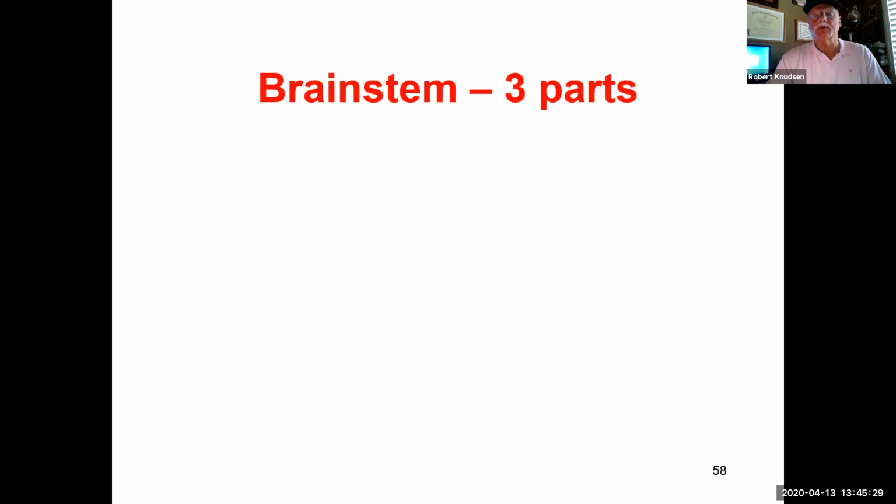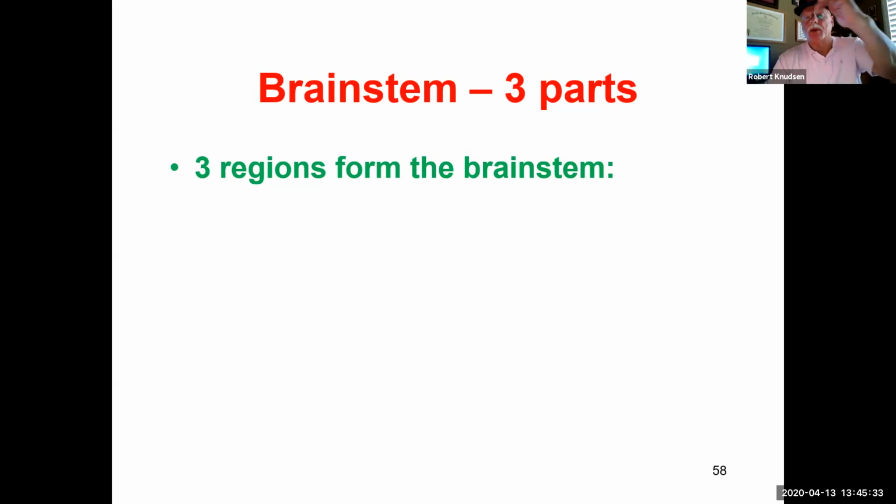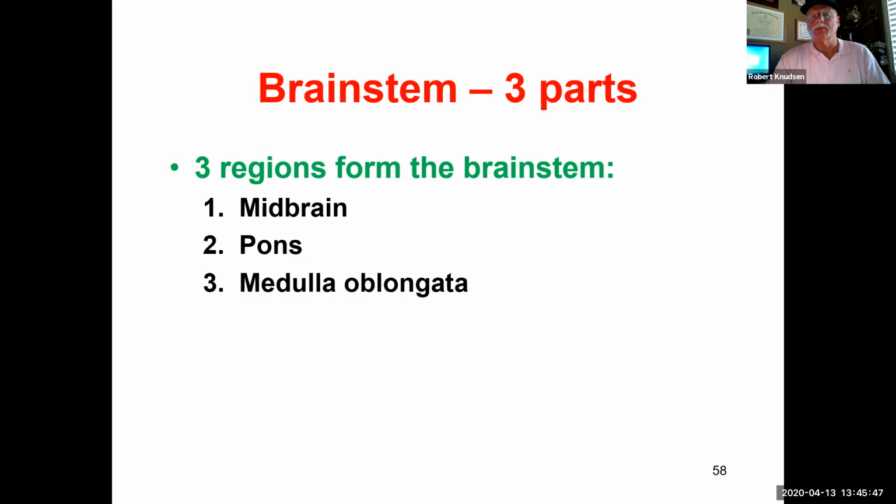Brainstem, 3 parts. Upper part, it's curved, midbrain. First swelling, as we go from anterior to posterior, pons. And the last one, just before it exits the foramen magnum, medulla, sometimes called medulla oblongata. Good? Did you guys get that?